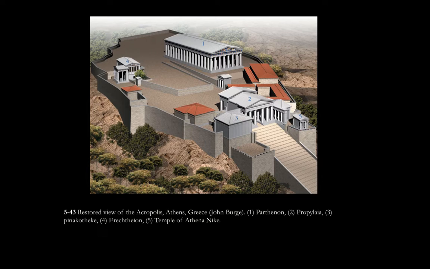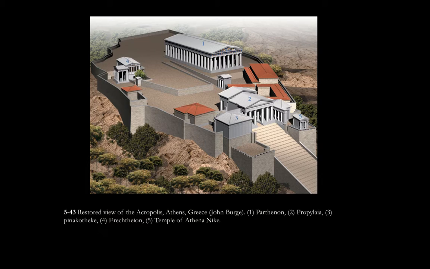Let's talk a little bit about architecture. This is the Acropolis of Athens, and Athens, like today, it still is one of the largest and most important cities in Greece. This is a reconstruction of what the Acropolis would have looked like when it was first built, and the Acropolis was a palace complex on the top of the highest part of the city.